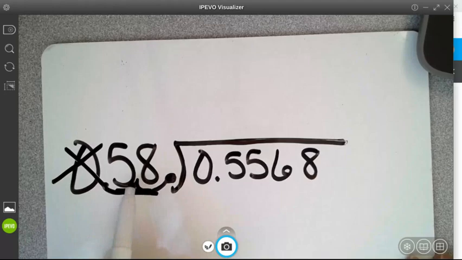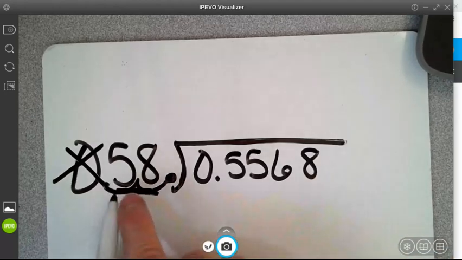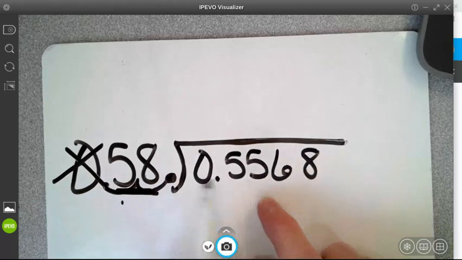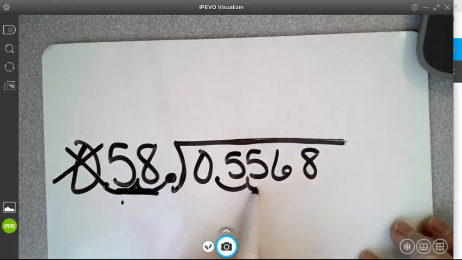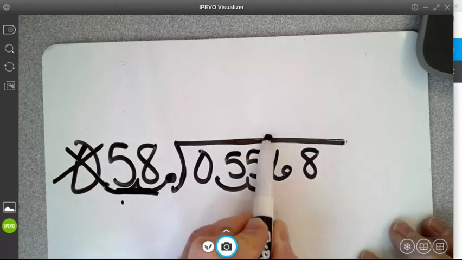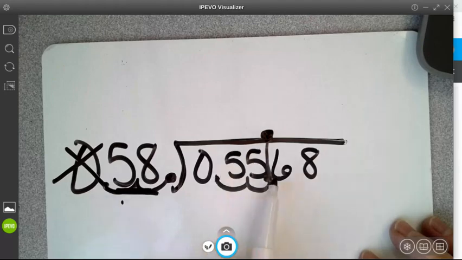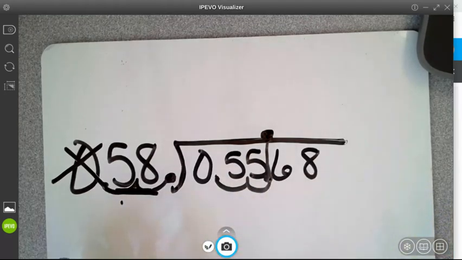Now, in order to do that, it's just like fractions. If I move the decimal twice outside the house, I have to move it twice inside the house. 1, 2. And I need to now raise that to the roof. So now the decimal's not here, but it's over here. And now I'm just going to pretend like the decimals are gone, and I'm going to simply divide.